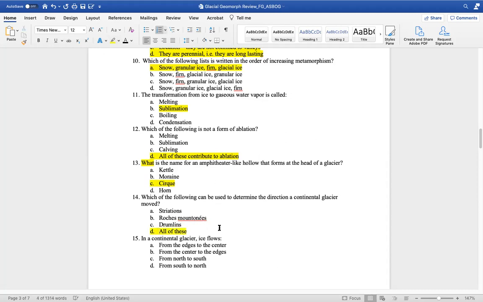All right. In a continental glacier, ice flows from the edges to the center, from the center to the edges, north to south, south to north. So in a continental glacier, if you look at my cursor, ice in the very center moves vertically downward and then moves outward. That's just due to gravity. Because they're so massive and there's so much snow and ice accumulation, they flow from the center to the edges. So 15 is B.